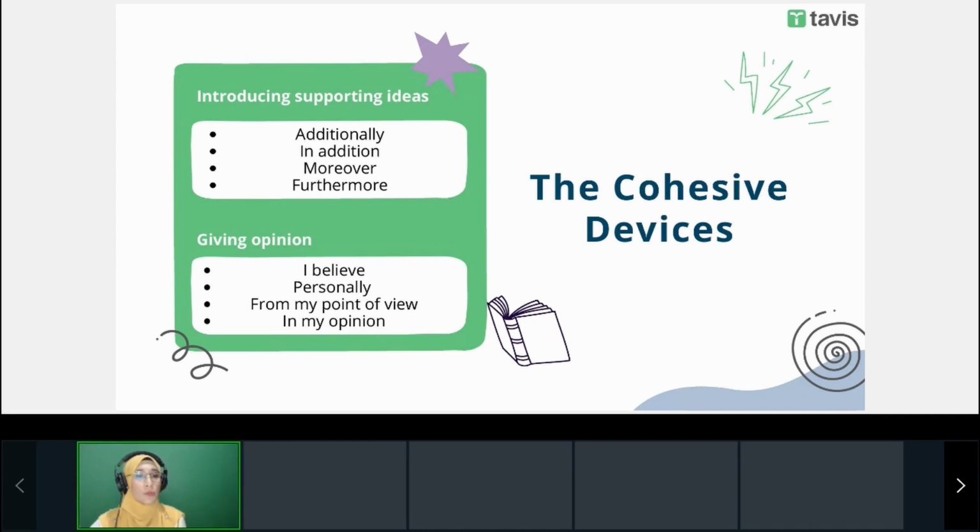You can use additionally, in addition, same thing, moreover or furthermore. This is just to support another idea. So if you have one idea and to support it, you can have these words. It's either one you can use, but make sure there is no repetition. If you like the word additionally and you want to use another additionally, try to avoid that. Try and use other words.